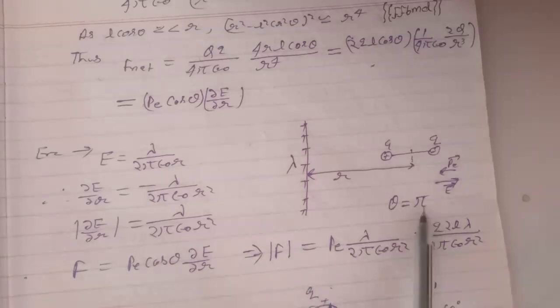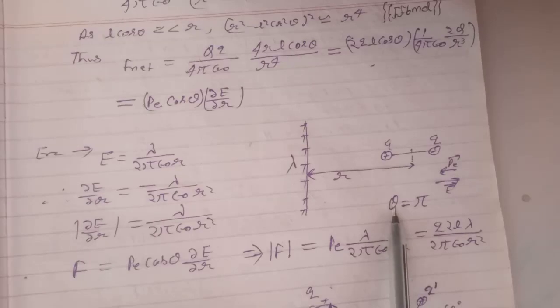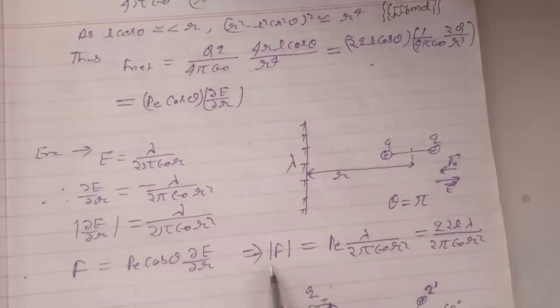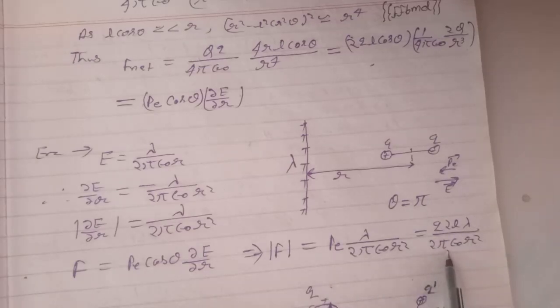Here theta equals pi. So mod of F equals P into lambda by 2 pi epsilon naught R square, or Q into 2L by lambda by 2 pi epsilon naught R square. This is the formula.